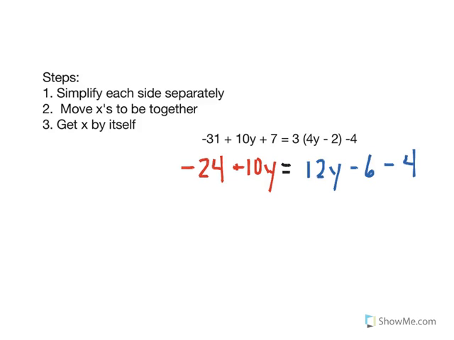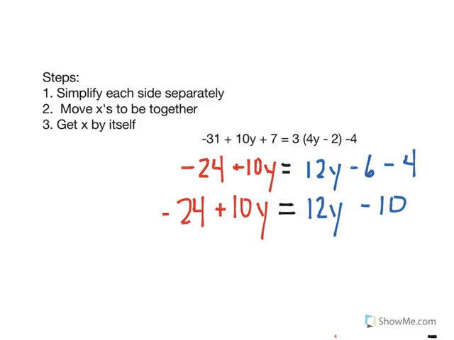When I come down to my next line, I can see that this blue side could still be cleaned up a little more. I have the 12y, and I have a negative 6 and a negative 4. Negative 6 and negative 4 give me negative 10. So I have my red side all cleaned up and my blue side all cleaned up. I'm done with step 1.